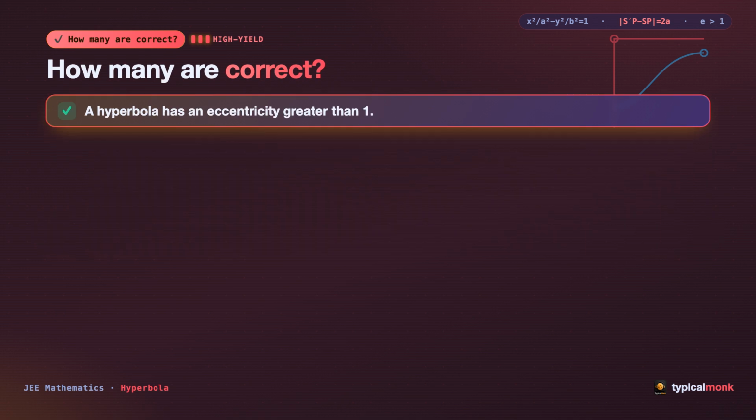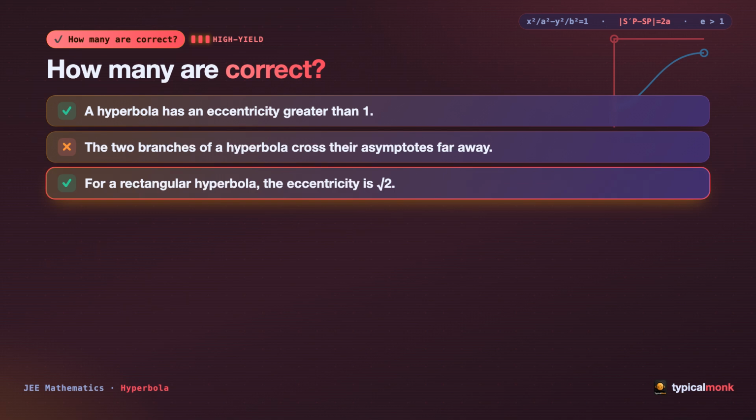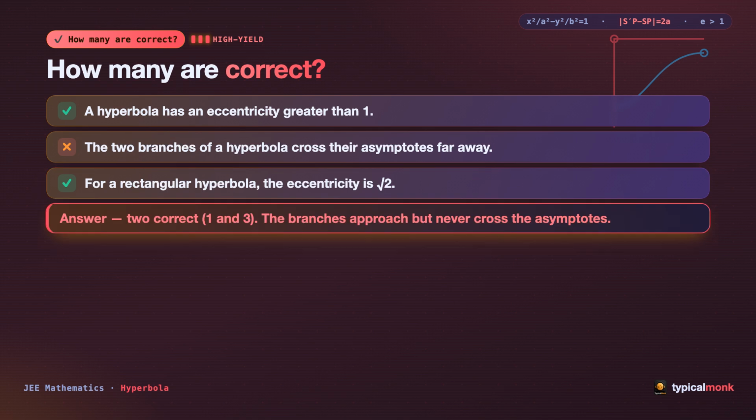Now, how many of these 3 statements are correct? 1. A hyperbola has an eccentricity greater than 1. That is correct. 2. The 2 branches of a hyperbola cross their asymptotes far away. That is wrong. The branches approach their asymptotes but never cross them. 3. For a rectangular hyperbola, the eccentricity is the square root of 2. That is correct. So the answer is 2, correct statements 1 and 3. The trap is statement 2. The branches approach the asymptotes without ever touching.